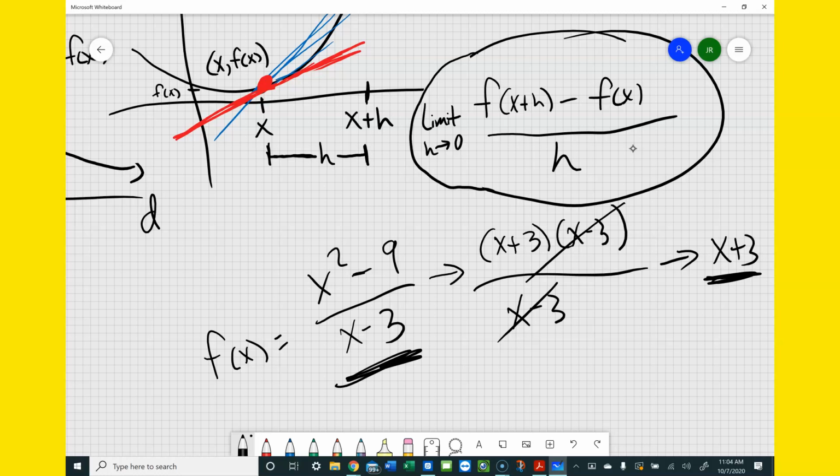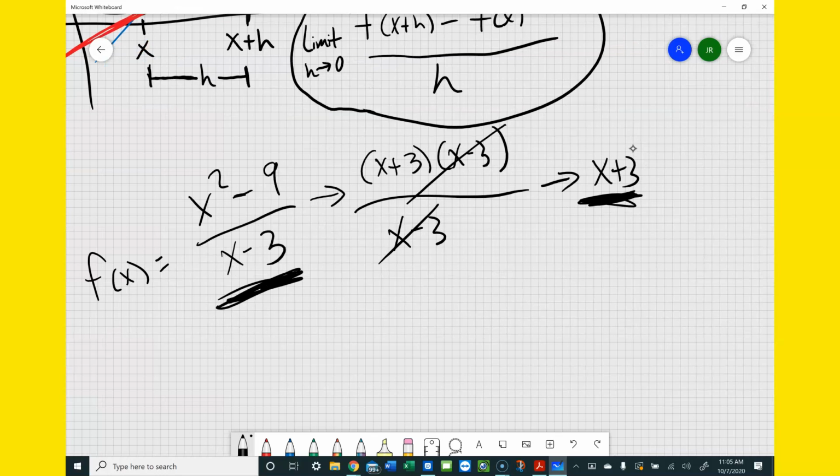They almost are, but there is one difference. These two functions give me the exact same answers, except at one place. At 3, this function is defined, but this function is undefined. So at 3, this function would give me just 6, but this function would give me an undefined, absurd, unable to compute kind of answer.